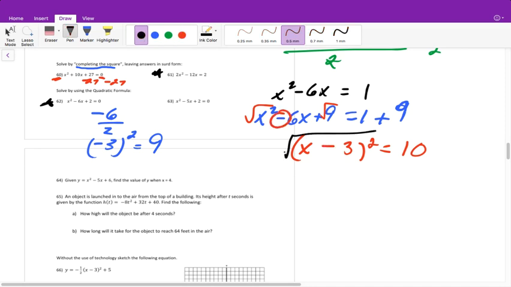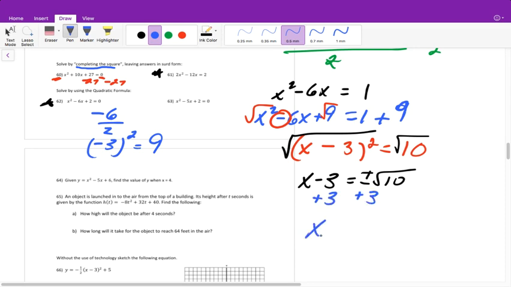And now we take the square root to solve. So we get x minus 3 is equal to plus or minus the square root of 10. And then the very last step is we isolate the x and solve for it. So we add over 3. X is equal to 3 plus or minus the square root of 10. All right, that is the answer to number 61.